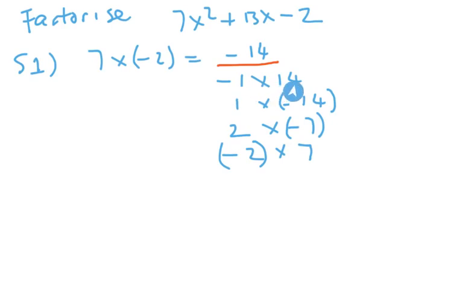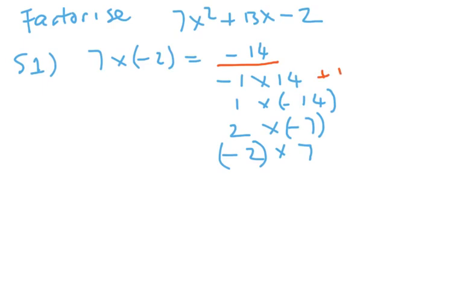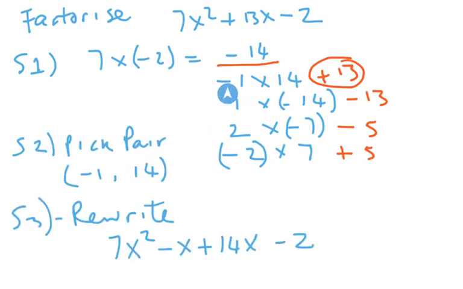Minus 1 and 14 adds up to plus 13. 1 and minus 14 would add up to minus 13. 2 and minus 7 would add up to minus 5, and minus 2 and 7 would add up to plus 5. So we get plus 13, minus 13, minus 5, and plus 5. The one we want is this one. So these are my pairs. Now we want to pick our pair. We've identified it's minus 1 and 14, so minus 1 and 14 is our pair.